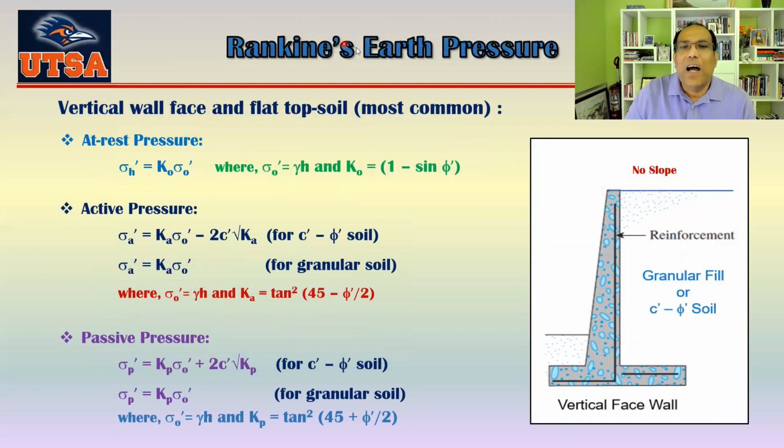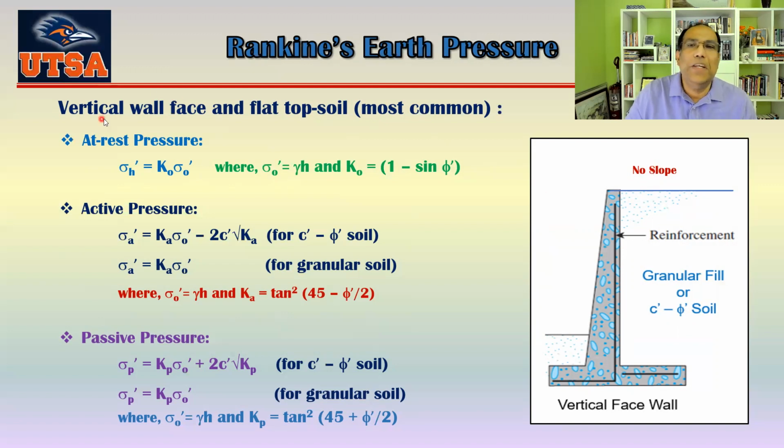Now, Rankine's earth pressure. First, we are talking about Rankine earth pressure, then we'll be talking about Coulomb's earth pressure. The most common situation we see is when there is no slope and the back face is vertical. This is a cantilever wall, and this soil could be either granular or CFE soil, but there is no slope here.